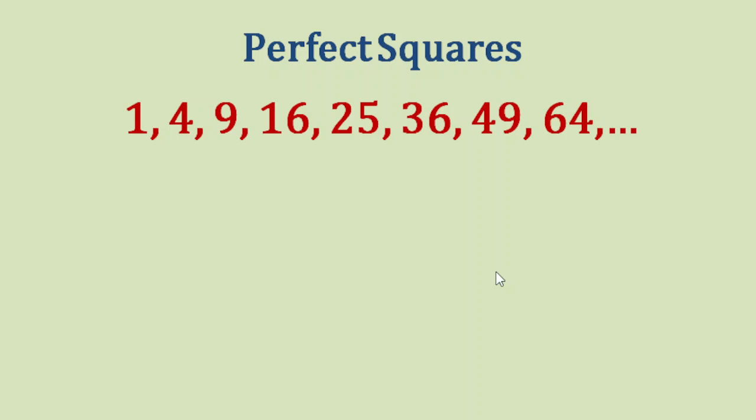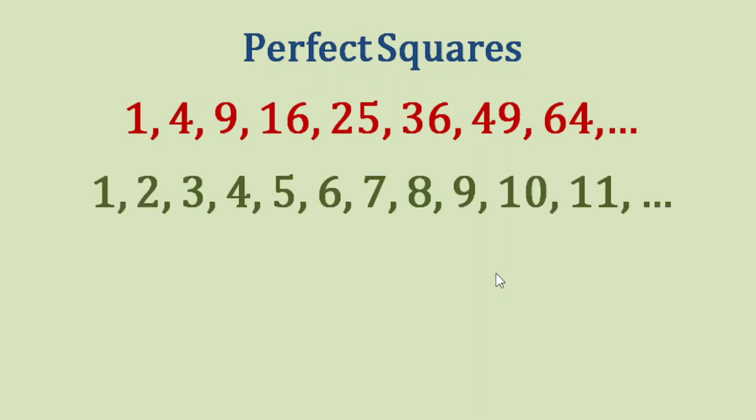I would advise that you memorize the numbers that are perfect squares at least from 1 to 200. But if you don't memorize them, just think about the counting numbers 1, 2, 3, 4, 5, 6, 7, 8, and so on, and square them. You will get perfect squares.